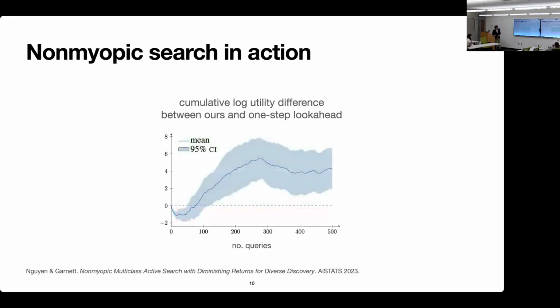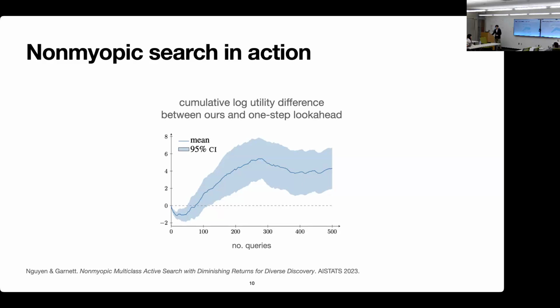So the trend goes something like this, and it's quite interesting. In the beginning, we actually do worse than the myopic policy. So by being non-myopic, you're doing worse in the beginning. But then as time progresses, as we find more and more data points, we do better. So we outperform the myopic policy.